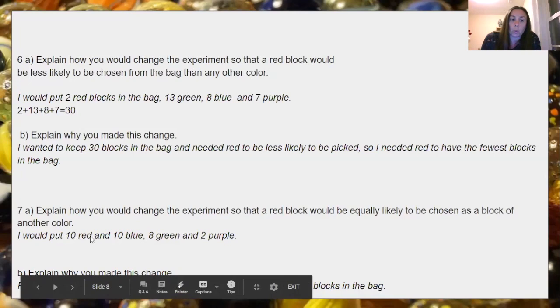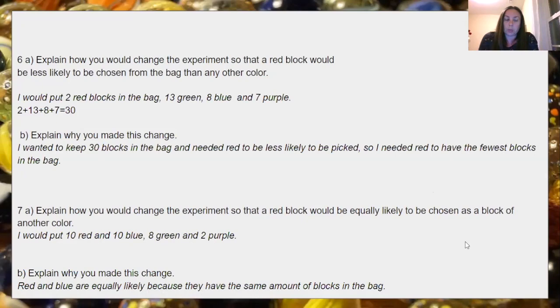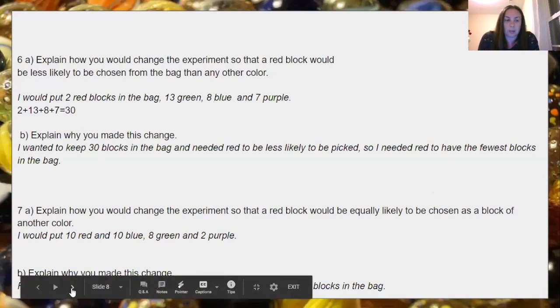Now I want red to be equally likely as another color. So I would put 10 red and 10 blue, 8 green and 2 purple. So explain why you made this change. So I made the change because I wanted red and blue to be equally likely because they have the same amount of blocks in the bag.